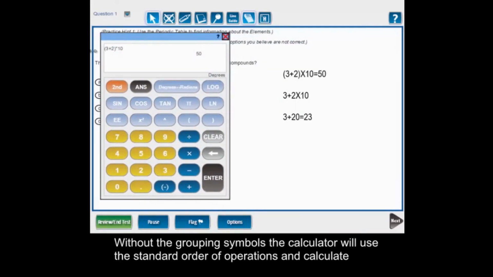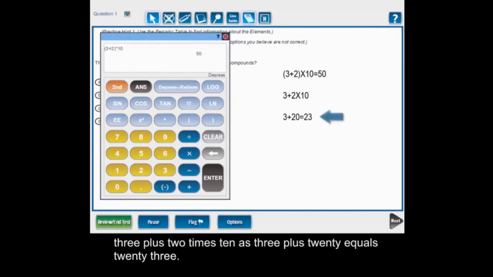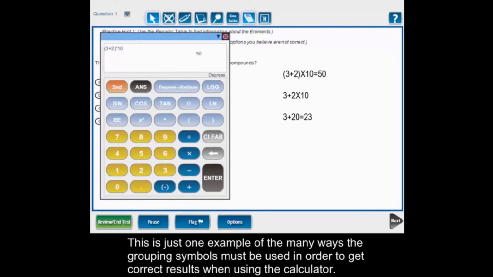Without the grouping symbols, the calculator will use the standard order of operations and calculate 3 plus 2 times 10 as 3 plus 20 equals 23. This is just one example of the many ways the grouping symbols must be used in order to get correct results when using the calculator.